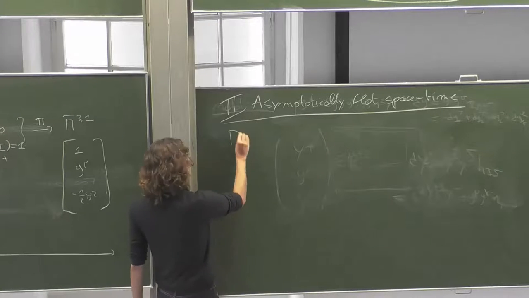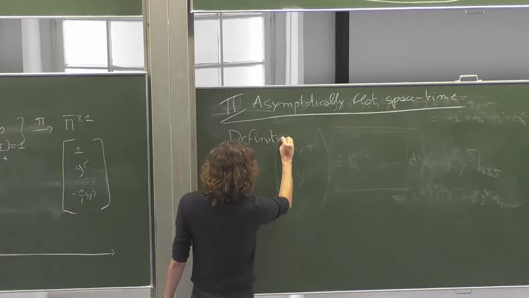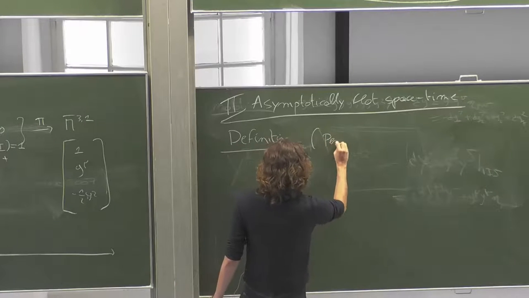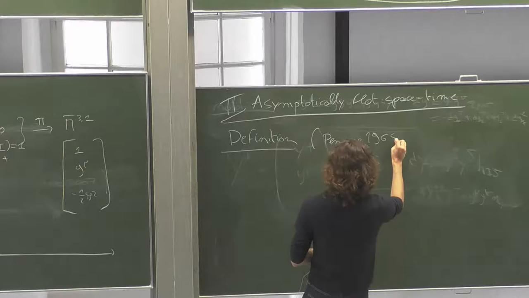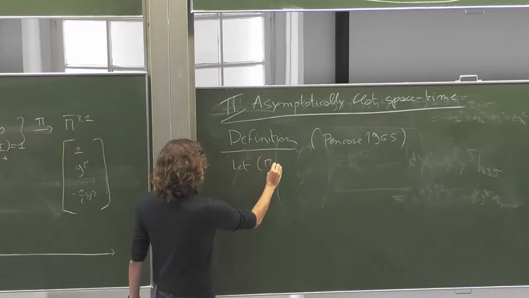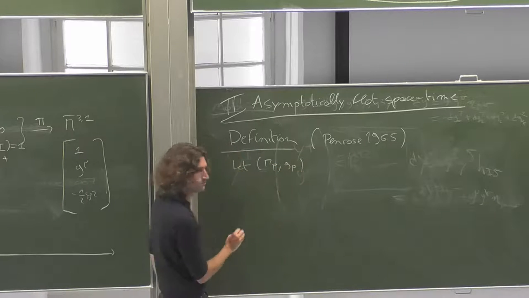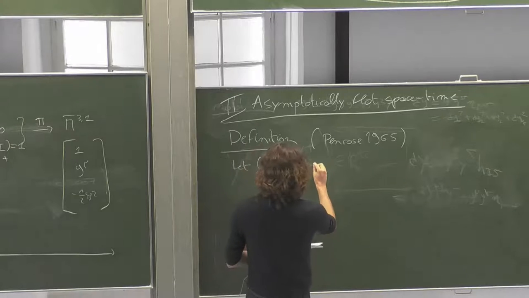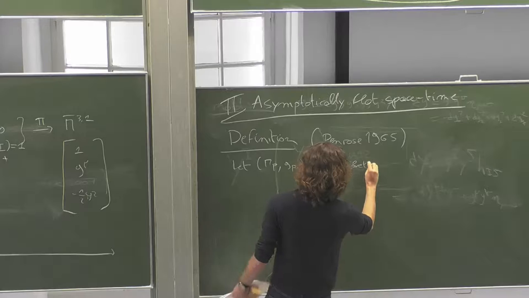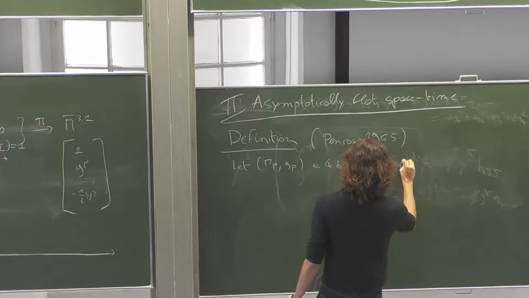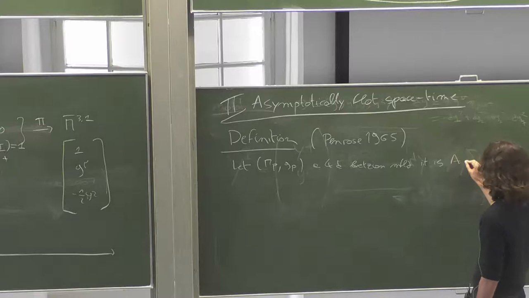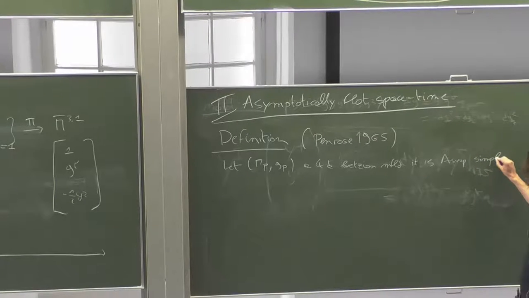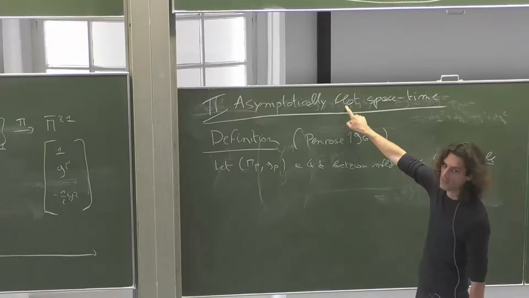So now let me just give you the general definition. I'm just following Penrose, 1965. So I'm going to write MP, GP, where P stands for physical. A four-dimensional spacetime, so a Lorentzian manifold, is asymptotically simple if the following hold. So it's not asymptotically flat this time, it's just simple.